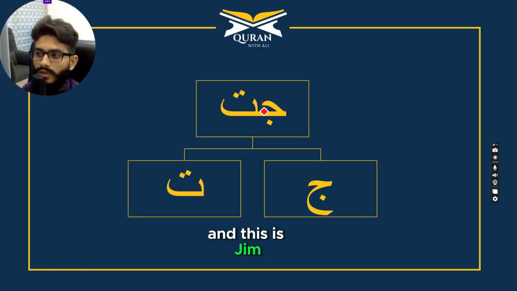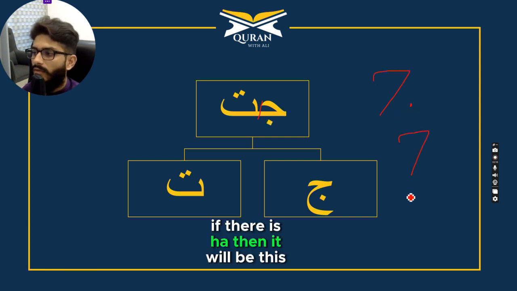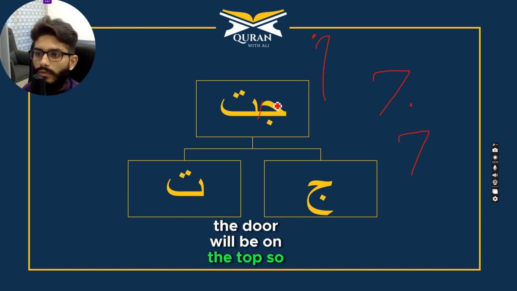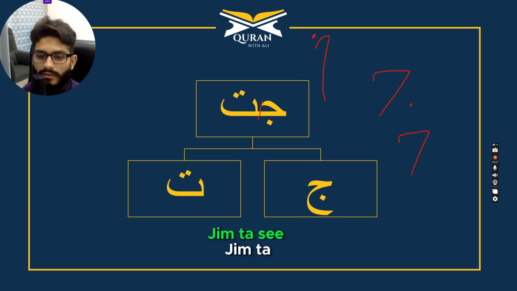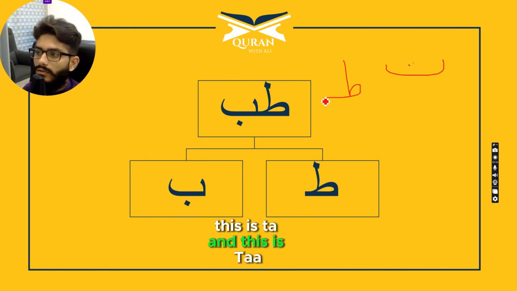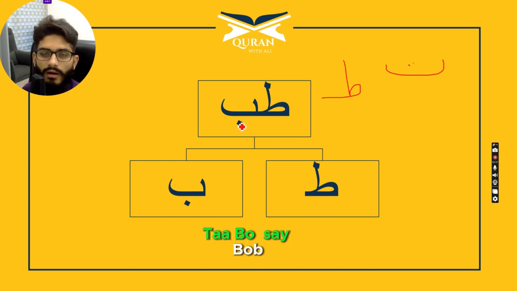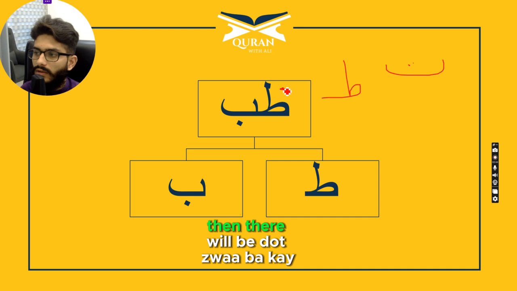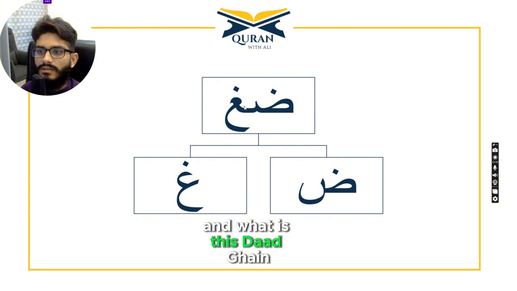And this is jim. The half shape of jim is like this. Jim. If there is ha, then it will be this, and if this is ha, the dot will be on the top. So jim ta. Say jim ta. And this is pa. This is ta, and this is pa. Pa ba. Say pa ba. Good. If there is za, then there will be a dot. Za ba.